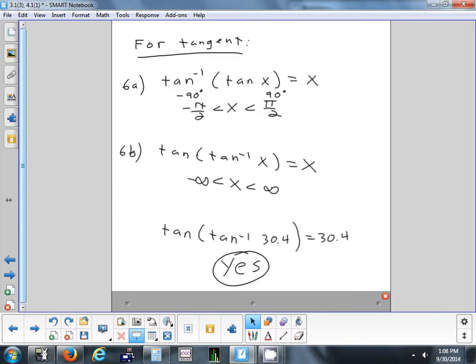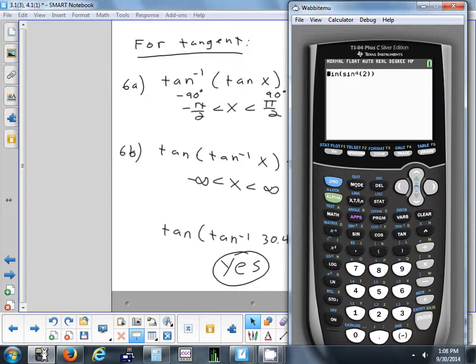Okay, let's check it on the calculator and make sure it works. Tangent of inverse tangent of 30.4. Okay, worked just fine. Most values here will work just fine unless you happen to try one of the values that's undefined. Actually, no, that one works fine too. I'm sorry. So yeah, this is negative infinity to infinity. Yep, no problems with that at all.